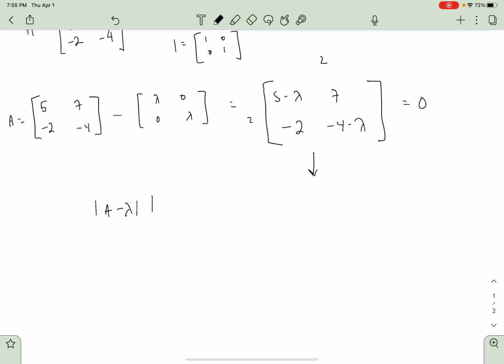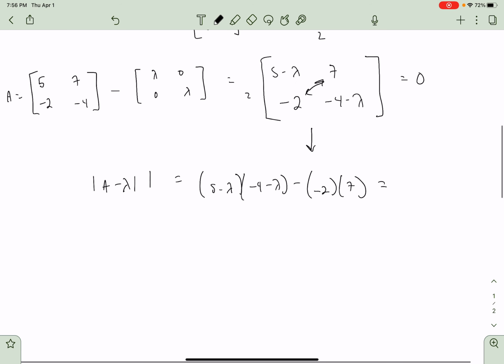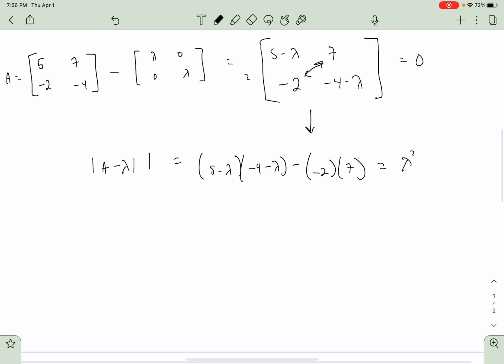we are going to end up with an equation where we multiply these two and subtract the product of these two. Now I'm going to do that over here, so give me a moment. We have 5 minus lambda times -4 minus lambda, minus these two multiplied, so -2 times 7. What you'll notice is that you end up with a quadratic equation. I've worked this out earlier, but basically you want to solve this. We have lambda squared minus lambda minus 6.